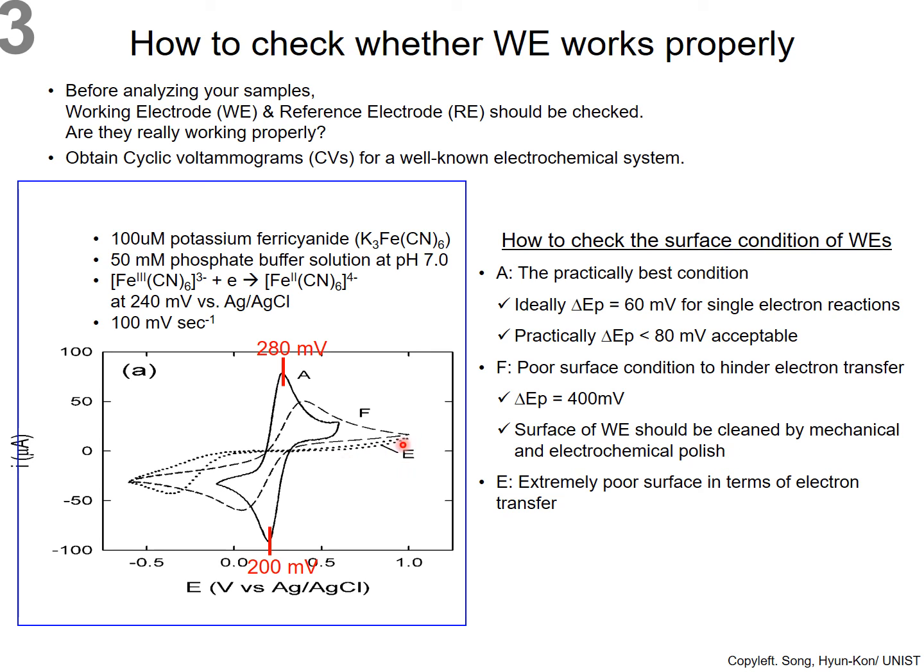Let's go to the third one, dotted line. Electrode E shows an extremely poor surface condition in terms of electron transfer. You can find the cathodic peak. However, I cannot find the anodic peak here. Maybe if you extend the potential to a more positive value, you could find some anodic peak. So the peak-to-peak potential would be about 1500 millivolt. So this big peak-to-peak gap indicates an extremely poor surface.